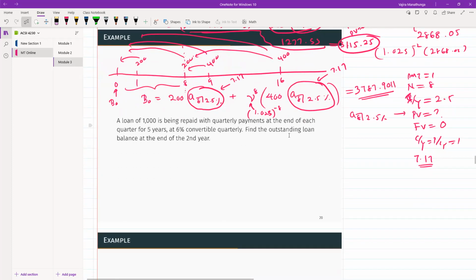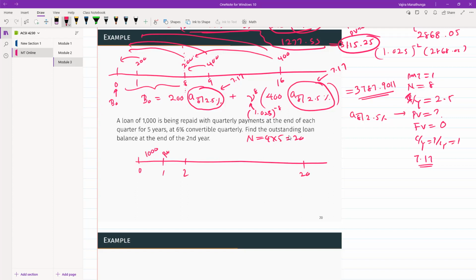Okay, let's do a second problem. This one says a loan of $1,000 is being repaid with quarterly payments at the end of each quarter for 5 years at 6% convertible quarterly. Find the outstanding loan balance at the end of the second year. So loan is 1,000, repaid with quarterly payments at the end of each quarter for 5 years. So N is going to be what? 4 times 5 is 20.